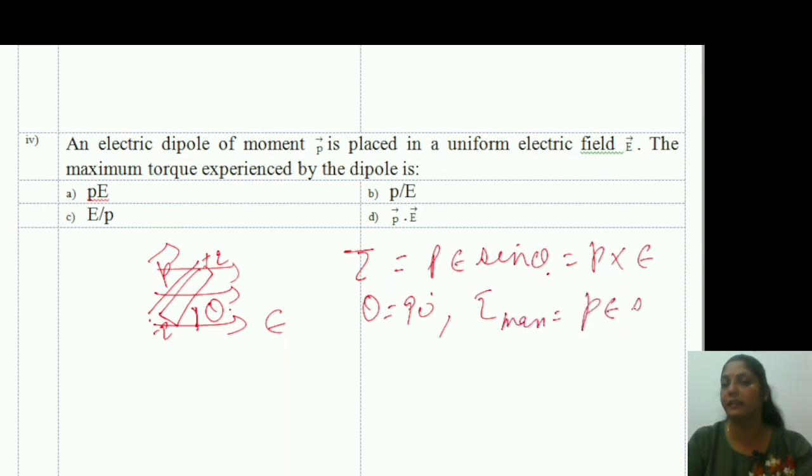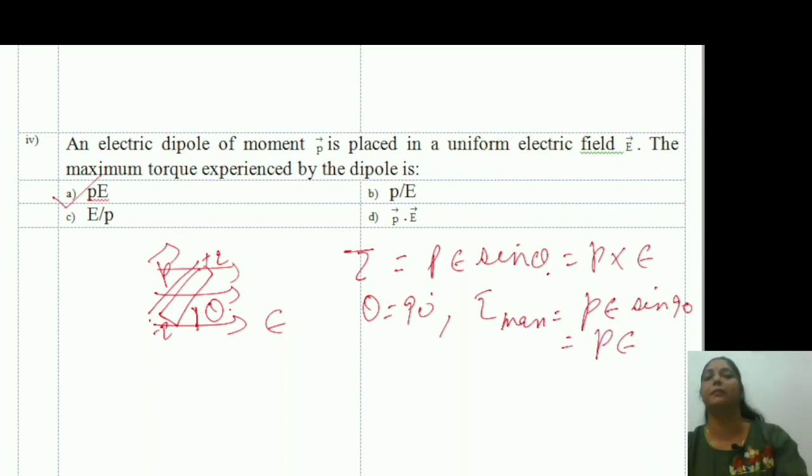PE sine 90. And sine 90 is what? 1. So it becomes PE. Which option is correct? Option number A. Maximum torque experienced by the dipole is PE. In this way you solve this question.